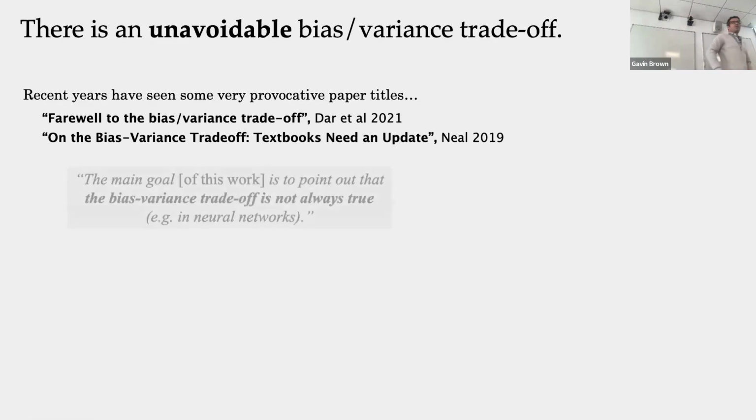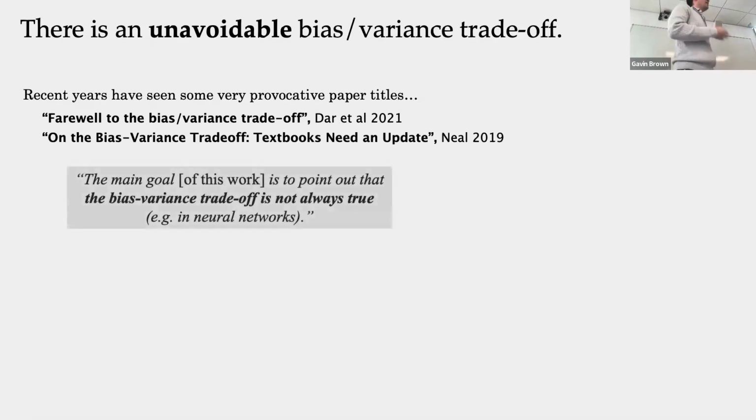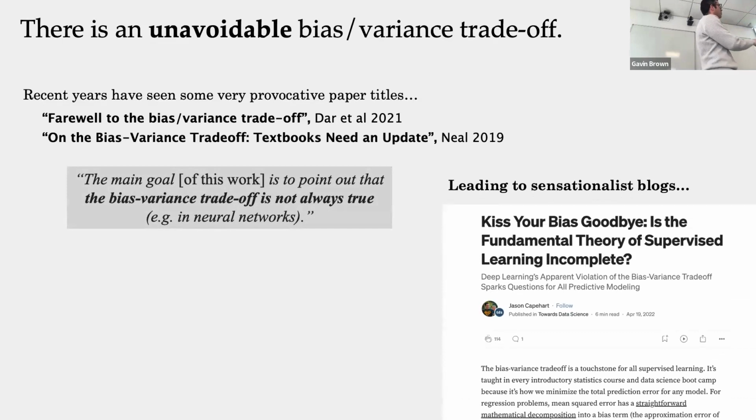These sort of claims are quite extreme. So this one, in this paper here, they say the main goal of this work is to point out the bias variance trade-off is not always true. And it goes even more extreme. So kiss your bias goodbye. Is the fundamental theory of learning incomplete?